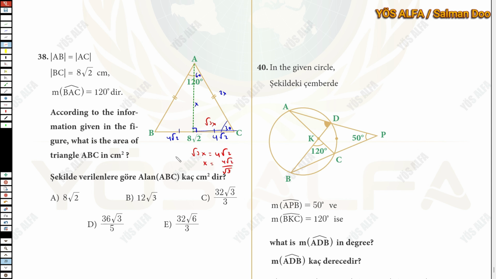So the area of the triangle is half, base is 8 root 2, and the height is 4 root 2 over root 3. Root 2 times root 2 is 2. 8 times 4 is 32 over root 3. When we rationalize it, we have 32 root 3 over 3. So the answer is 32 root 3 over 3.